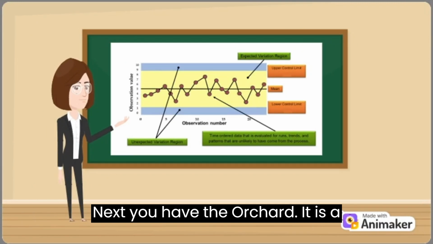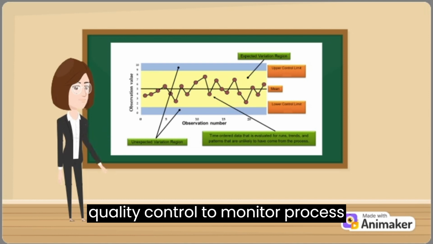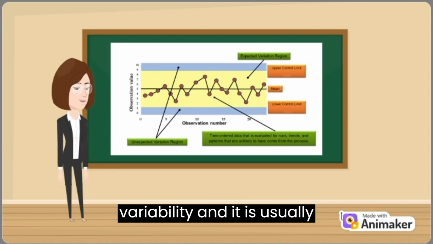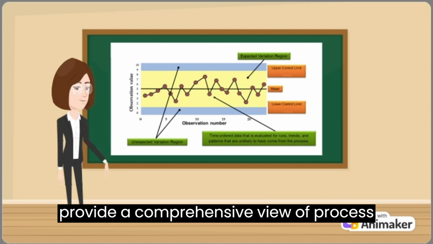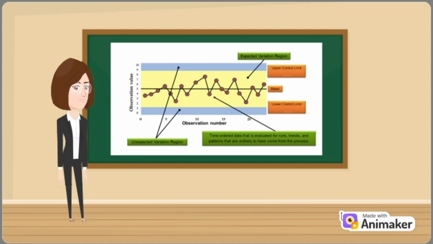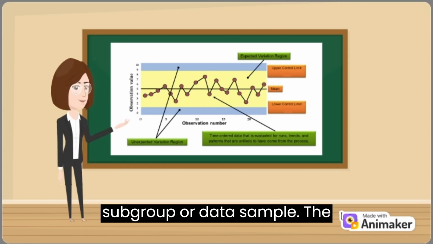Next, we have the R chart. It is a statistical control chart used in quality control to monitor process variability, and it is usually combined with an X bar chart to provide a comprehensive view of process performance. An R chart shows the range of values within each subgroup or data sample.